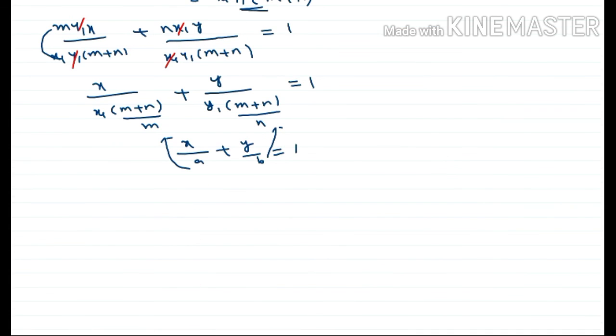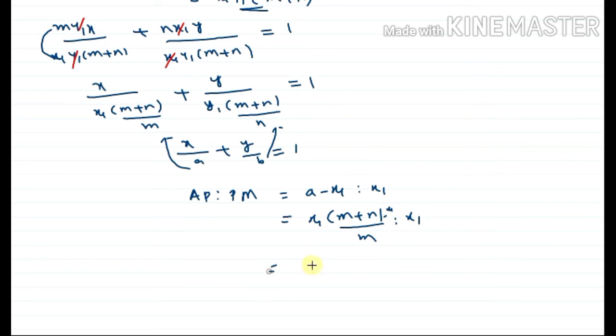Now calculate AP to PB, that is given as a minus x1 is to x1 minus 0, means x1. Substitute here. A means x1 into m plus n divided by m, ratio x1. Here I will get the a minus x1 term, this one.